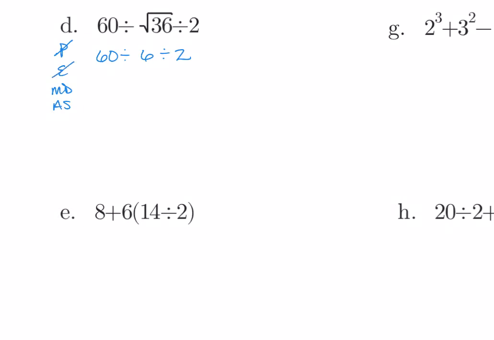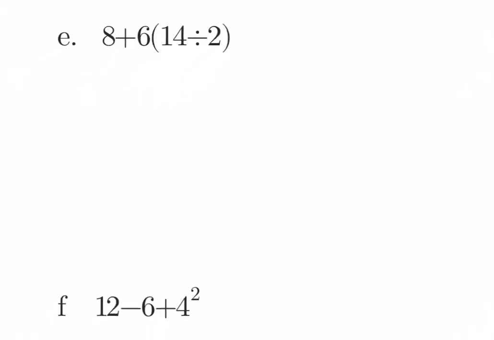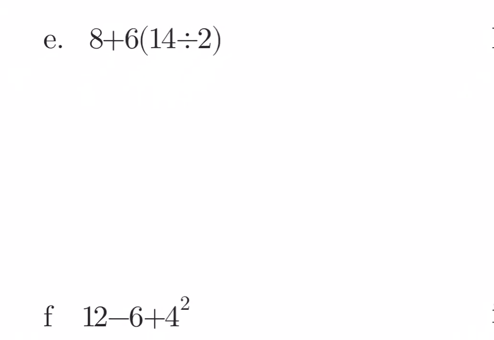All right, multiplications and divisions. We have some divisions in this problem, and we want to go left to right. So 60 divided by 6 is 10. 10 divided by 2 is 5. All right, let's go ahead and look at example E.